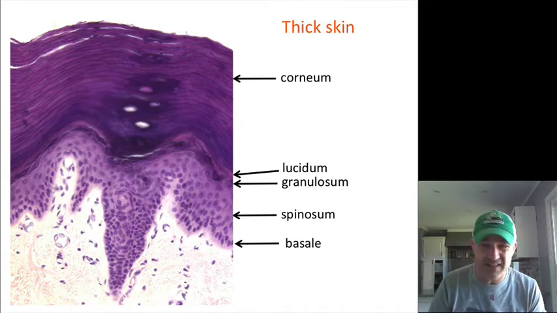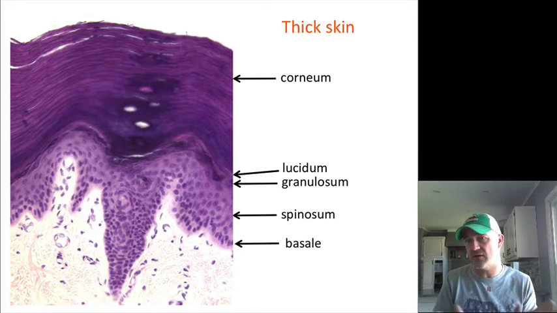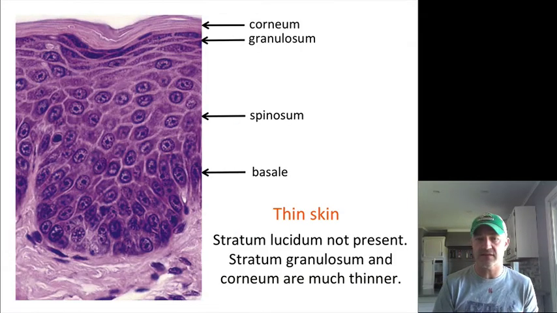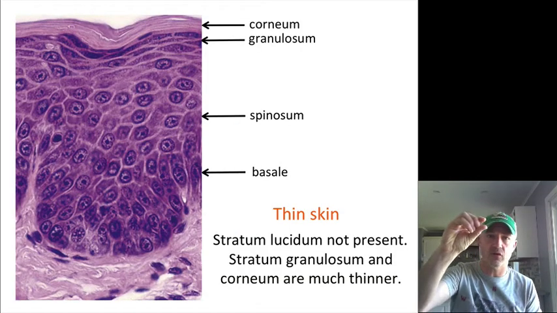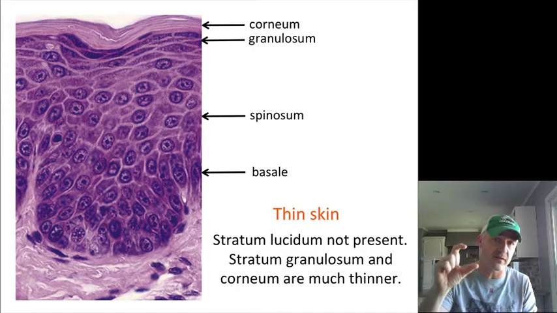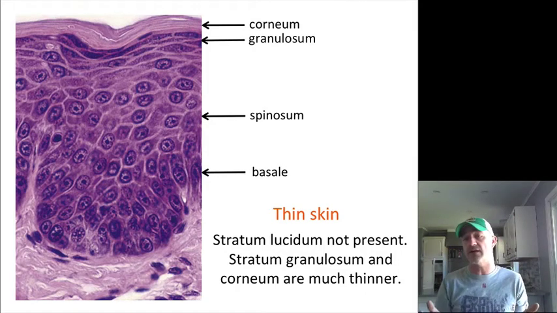Again, you can see this one, the lucidum is not super clear to pull out. It's probably the one I wouldn't expect you to be able to identify in a slide. Whereas on the thin skin, you can see only a very thin corneum at the surface. There is no stratum lucidum. You can see that granulosum and then the spiny layer underneath that. So you can see some of the other layers are definitely thinner, but that stratum corneum is much, much thinner and there's no stratum lucidum.